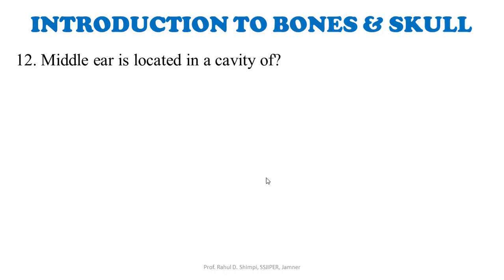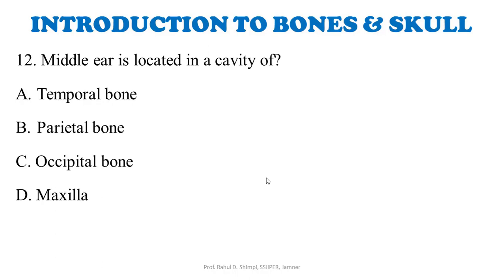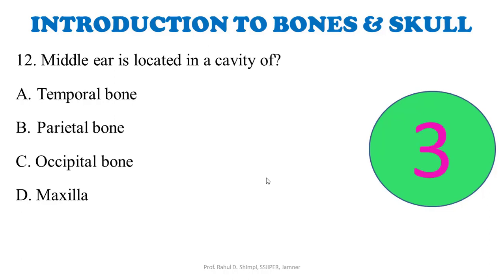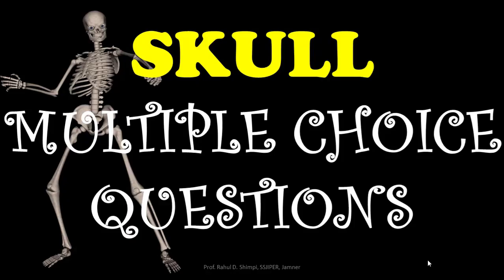Next question. Middle ear is located in a cavity of A. temporal bone, B. parietal bone, C. occipital bone, and D. maxilla. I repeat the question. So the answer of this question is temporal bone. Yes, friends, the middle ear is located in a cavity of temporal bone, and that cavity is known as tympanic cavity. Friends, hope you will find this video helpful for your study and clearing your doubts related to the introduction of bones and the skull.